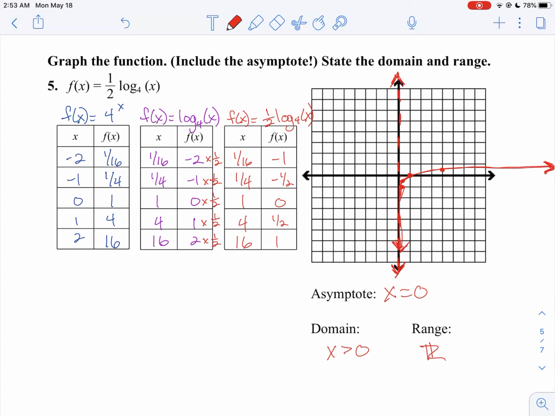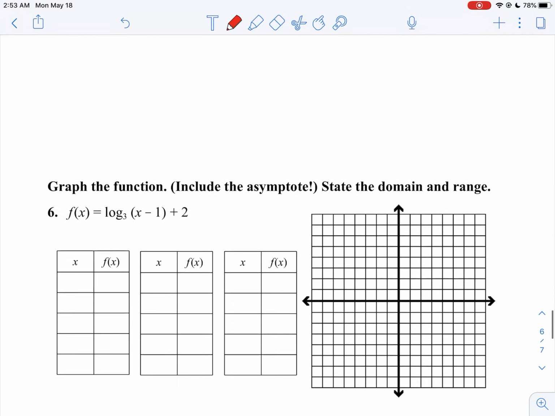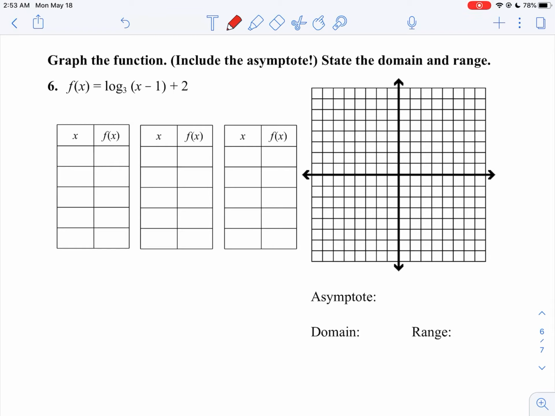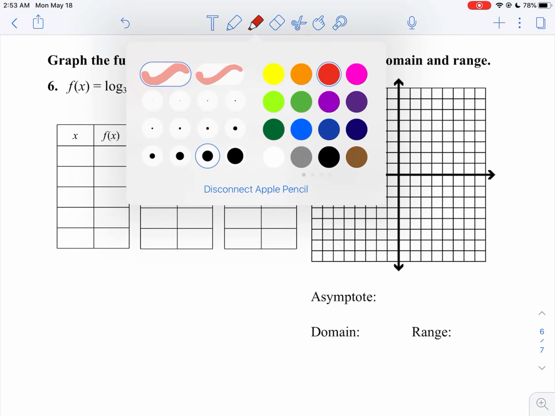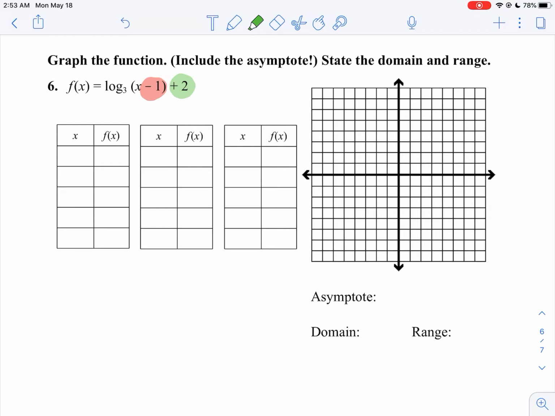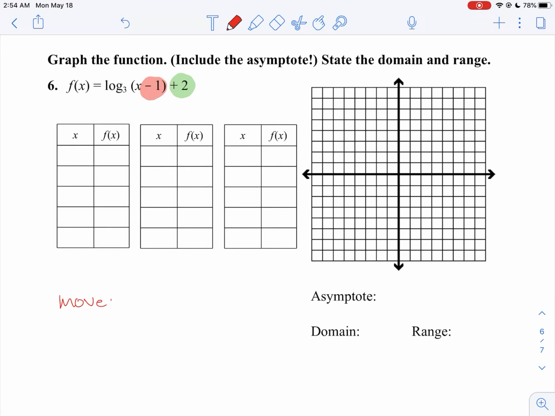So let's look at this last one, number 6. For number 6, I just did a couple translations. I moved it 1, and I also moved it 2, and so let's see if we can figure out what these are. That -1 is on the inside, so it does the opposite of what we think. It's actually going to move right 1. Which is going to move my asymptote right 1 also.